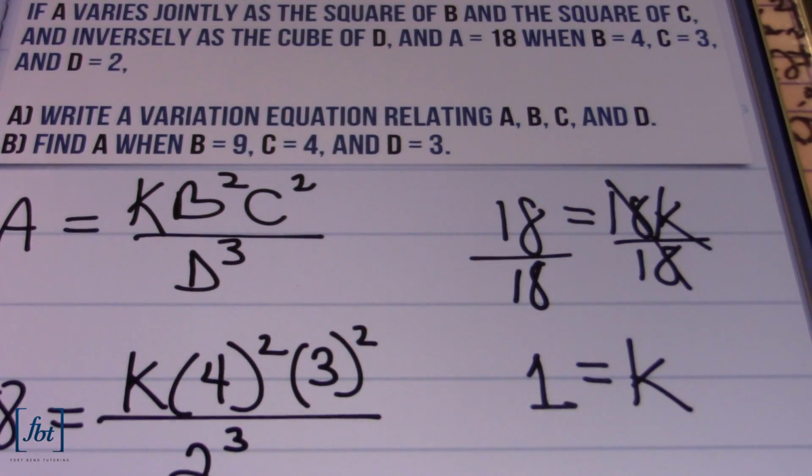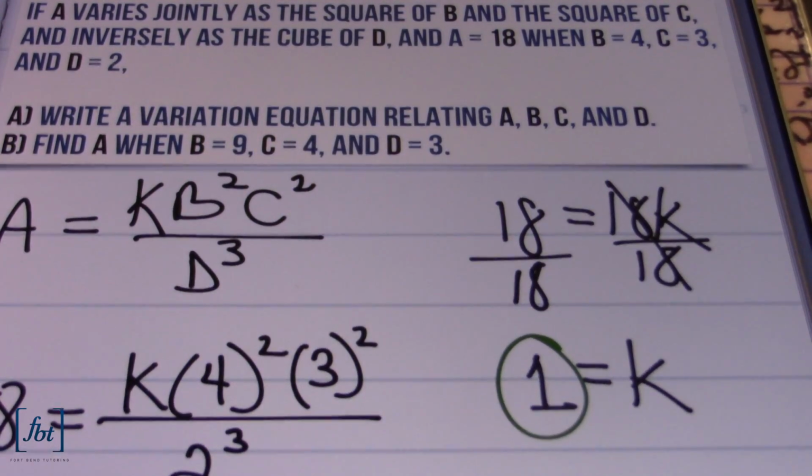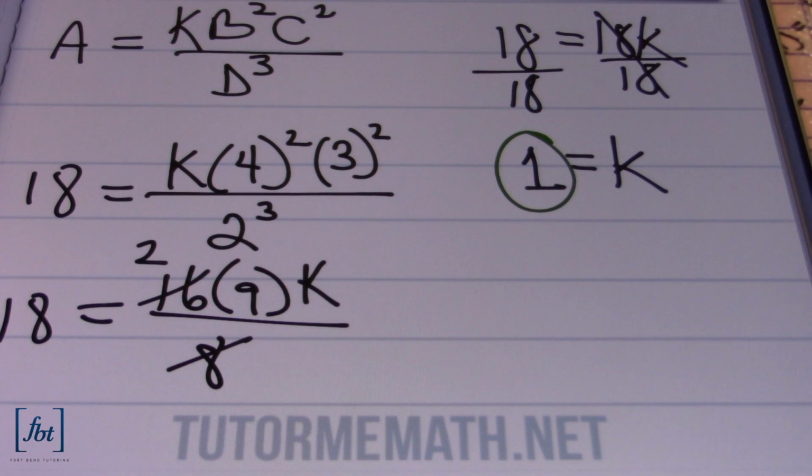And that's your constant of variation. So I'm going to go ahead and circle this constant of variation so we can keep up with it. And we'll use this constant of variation to write our variation equation. Remember that your variation equation is complete when you're able to solve for your constant of variation and replace it.